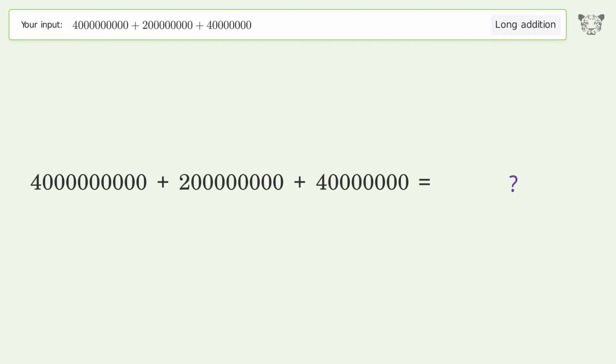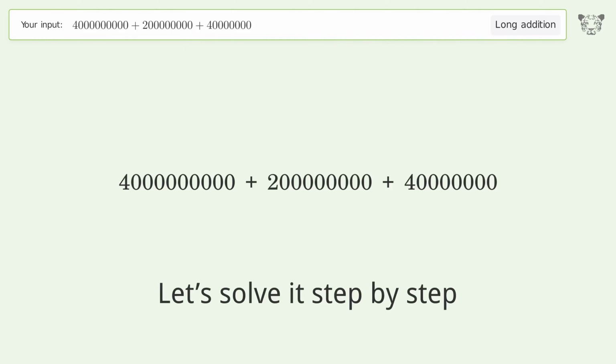You ask Tiger to calculate. This deals with long addition. The final result is 4,240,000,000. Let's solve it step by step.